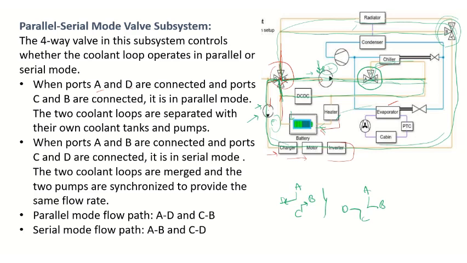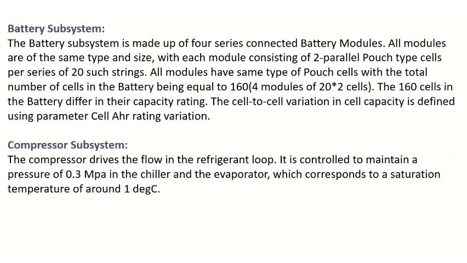We have already discussed how to construct a battery. Here we have a battery of 4 series connected battery modules. All modules are of the same size and type. Each module consists of 2 parallel pouch type cells, in a series of 20 such rings. So overall there will be 160 cells in the battery, the total number of cells being 160.